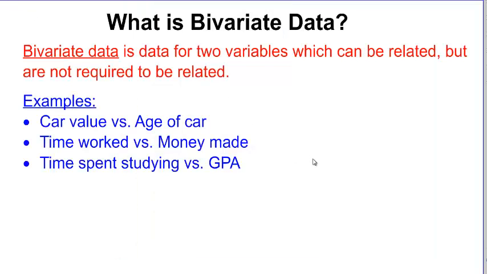Our first big idea is what is bivariate data? Well, it's data for two variables which can be related but are not required to be related. So examples of this could be the value of a car versus the age of a car, time worked versus money made, time spent studying versus a person's GPA. All of these things have two variables, and together that set of data makes up our bivariate data.